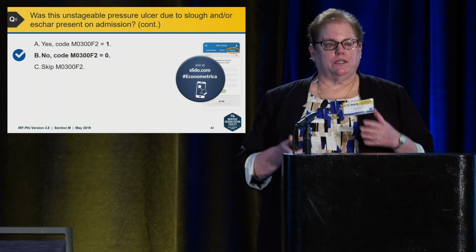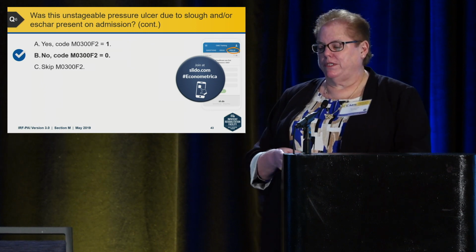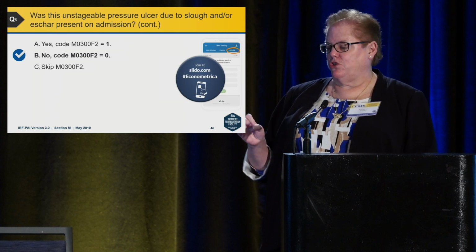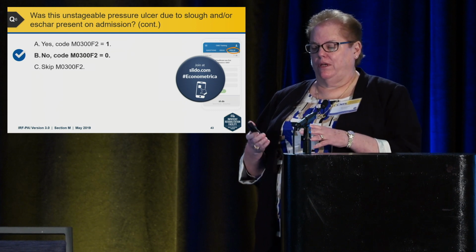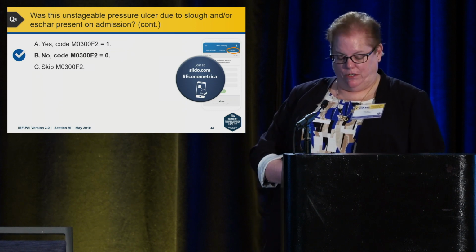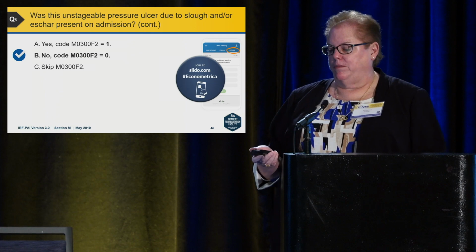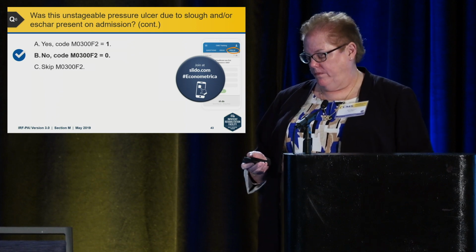So again, this is a point of clarity. What we're saying is what we see now at discharge is an ulcer that has slough and eschar, and in fact, it wasn't that way on admission. So in this scenario, it would be coded as a 0, or no.